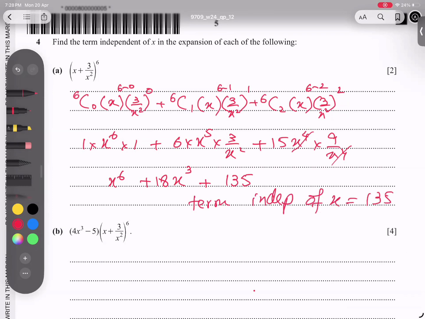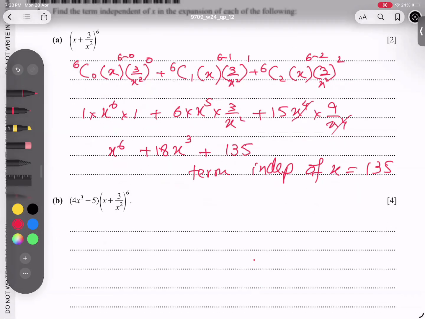So I think the first part is very clear. Let's go for the next part. Now, next part. He is saying 4x to the power 3 minus 5. Is it the same? Yes. I'll copy all three terms and paste below.